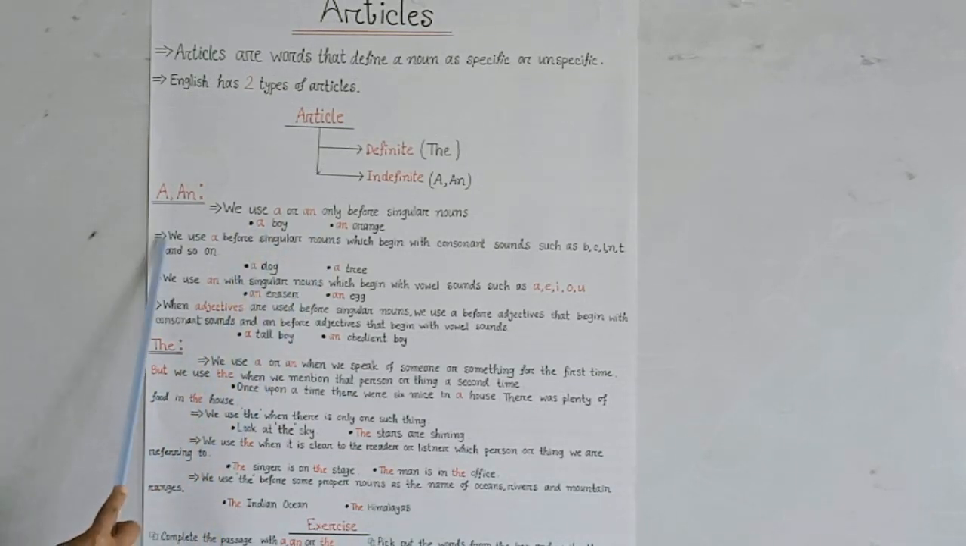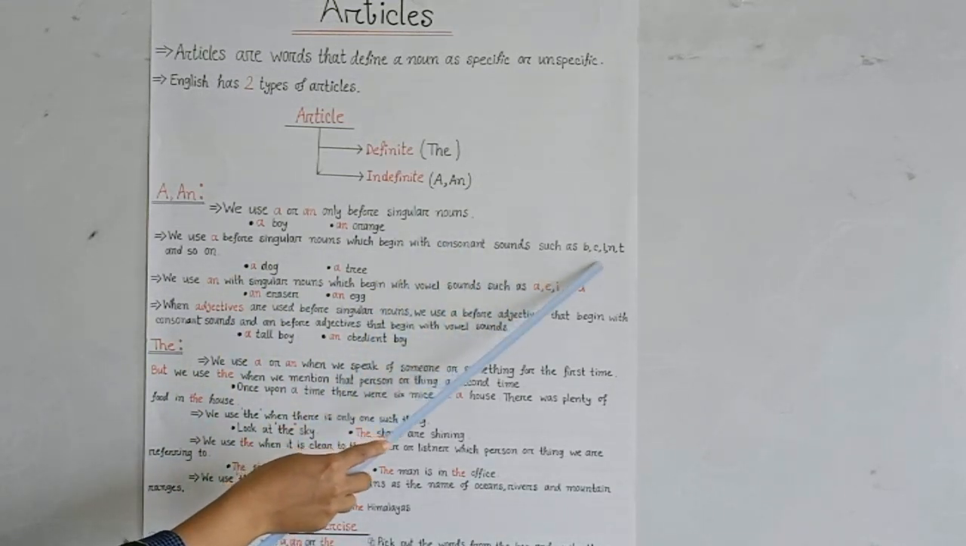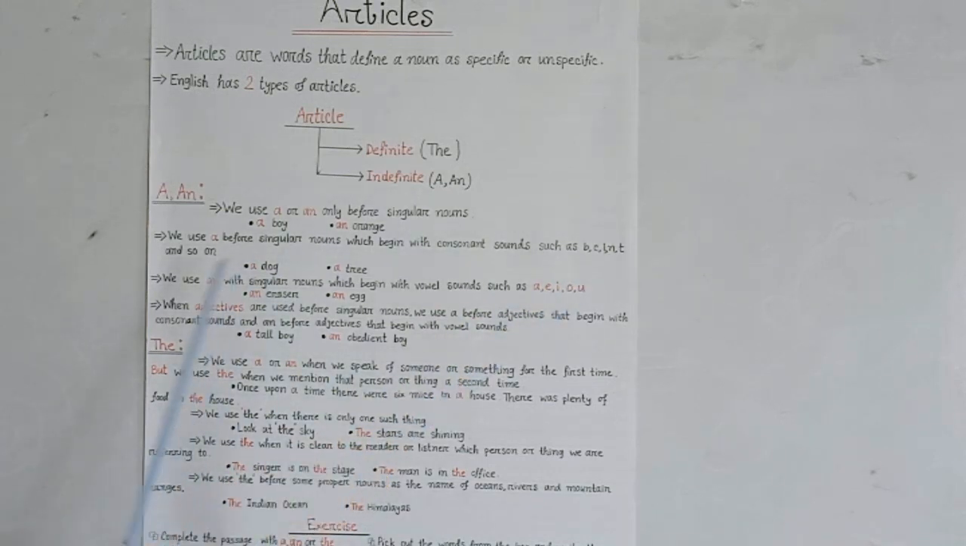Next one, we use a before singular nouns which begin with consonant sounds such as B, C, L, N, T and so on. For example, dog, tree. Look dear students, dog and tree. These words start with consonant letters D and T. These are consonant letters, so you have to use a before these words.